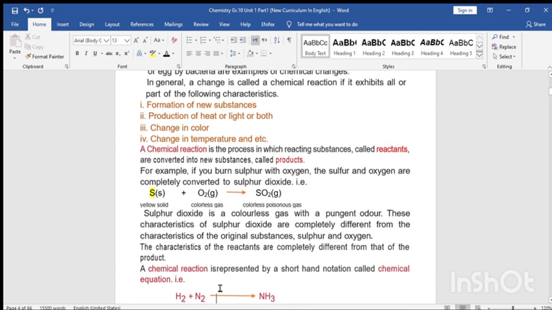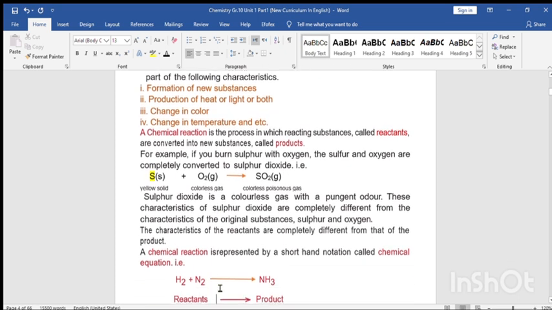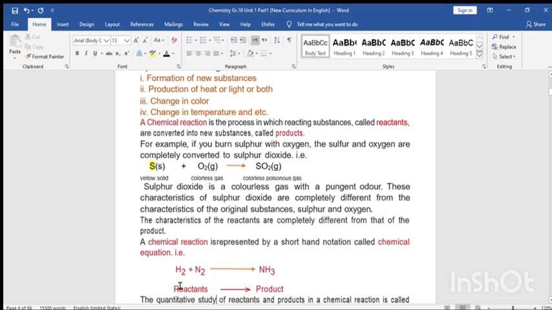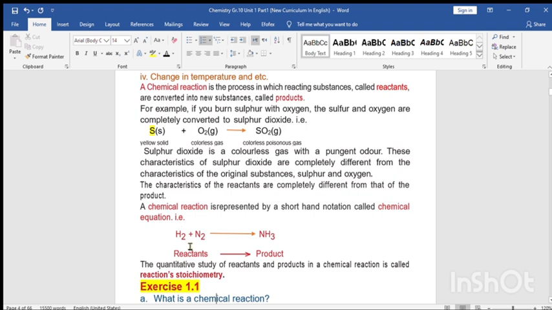Okay, a chemical reaction is represented by a shorthand notation called a chemical equation, which means this is a chemical equation of the combination of hydrogen molecule and nitrogen molecule to form ammonia. The reaction taking place between these two elements to form ammonia is represented by this equation, which is a chemical equation, and the process is a chemical reaction. Reactants are converted to products. Here, this one is changing to the product.